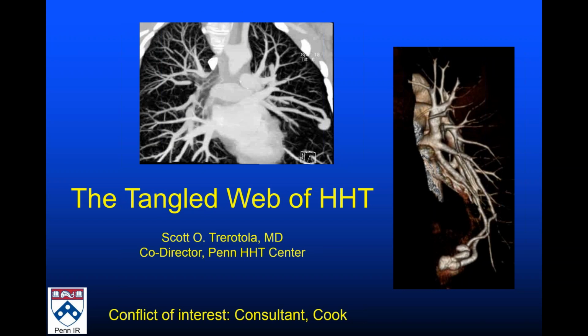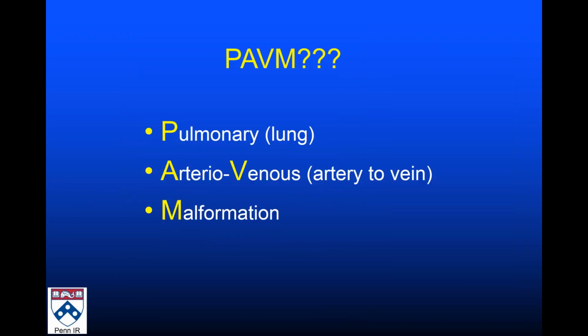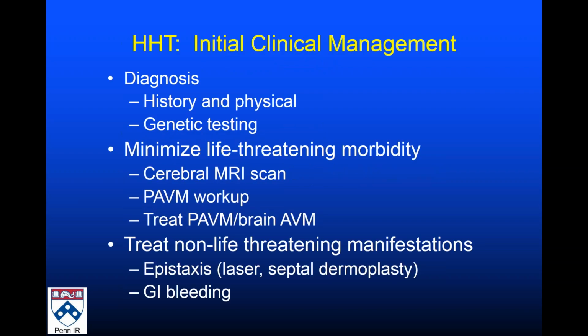Well, good afternoon, everyone, and thank you so much for joining us. We're going to be talking about PAVMs today. So really, the tangled web is all over the body, but in this case, we're going to focus on the lungs. Please excuse me, I've got a little bit of bronchitis, so if I cough, just bear with me. So a PAVM is a pulmonary arteriovenous malformation. So it's in the lung, pulmonary, connects the artery and the vein, and it's a malformation, or that tangled web that we're talking about.